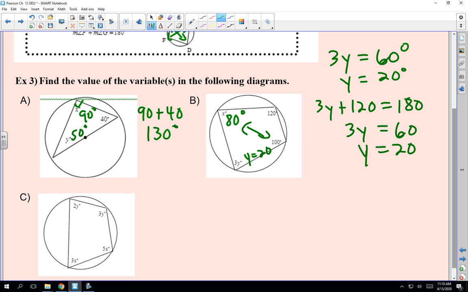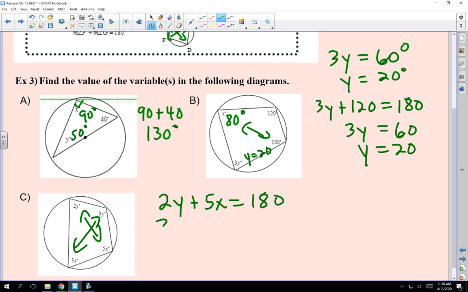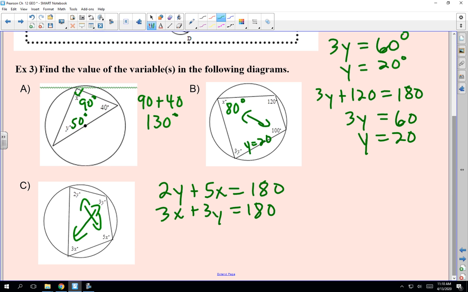I got one more down here. It involves a little more algebra. We know that 2y plus 5x must equal 180, and we also know that, so these two are opposite, 3x plus 3y must equal 180. So this is going to force our hand a bit. This is forcing us to do some algebra here. So we've used the geometric definition, which is a big theme in geometry, to create an algebra equation, a system of equations here to solve.